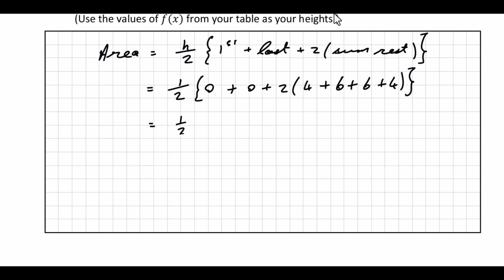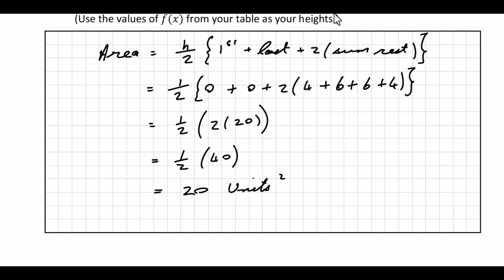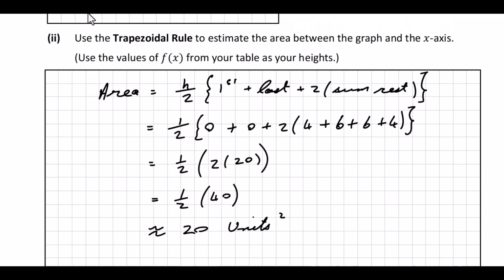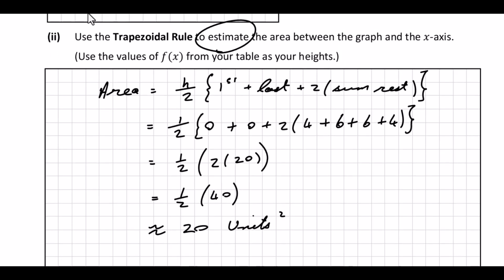So the area is going to be a half of 2 times, well, 4 plus 6 is 10, plus 16, plus 20. So it's 2 times 20, and that's equal to a half of 40. Half of 40 then is just 20, and we're not given units, so I'll just put in units squared. So the area underneath the curve is approximately, I should say here, it's not actually equal to it, it's approximately equal to it. We're just estimating the area. It uses the word estimate here.